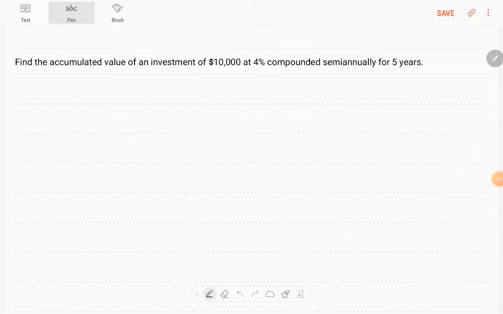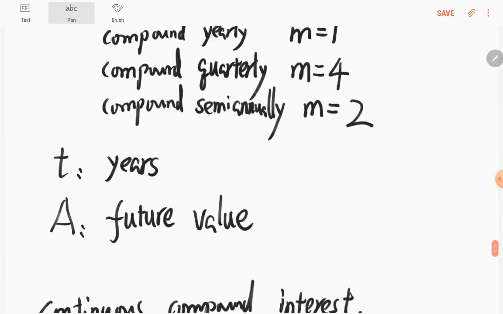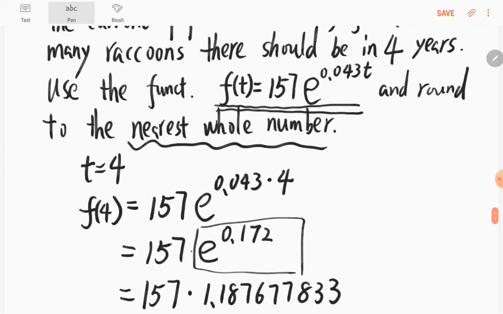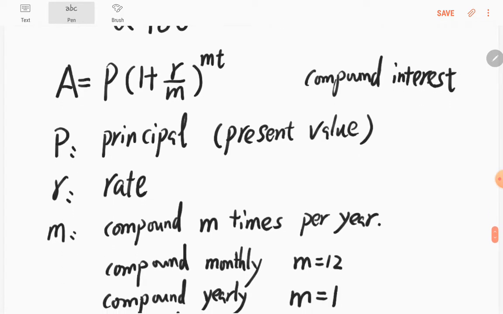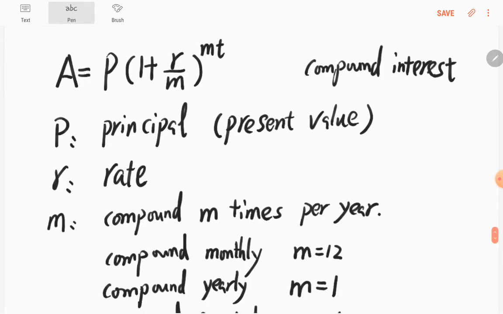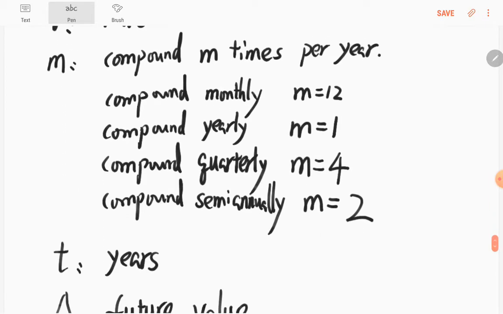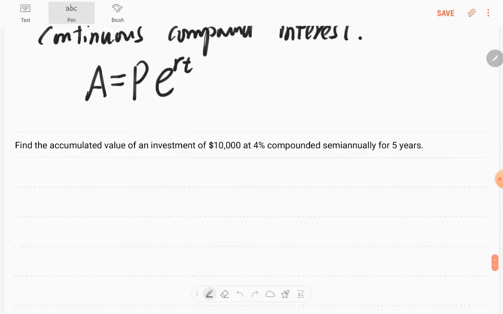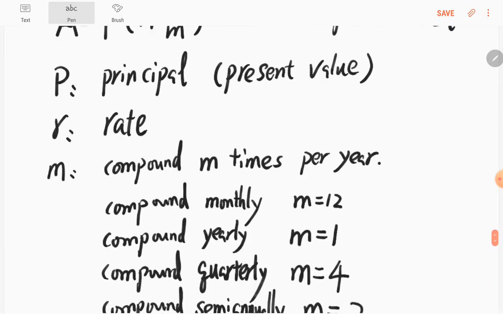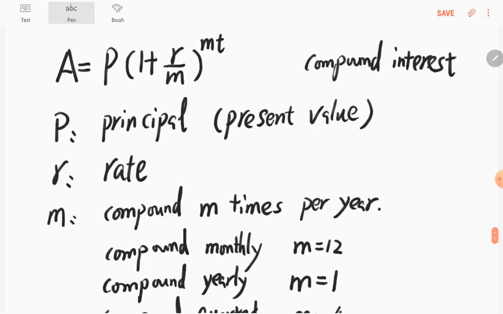So in this example, we want to find the accumulated value of an investment of $10,000 at the interest rate 4% compounded semi-annually for 5 years. So which formula should we use? We use the first or the second? We should use the first formula, right? We should use this formula. Okay? So now, not the continuous compound interest, but this one. Okay.